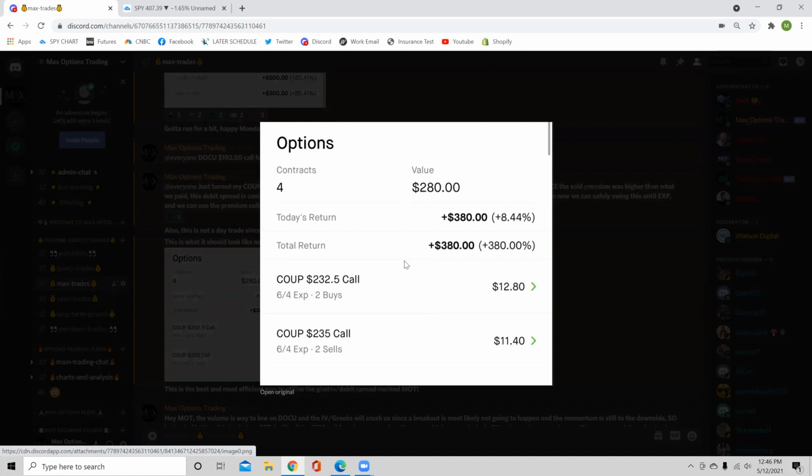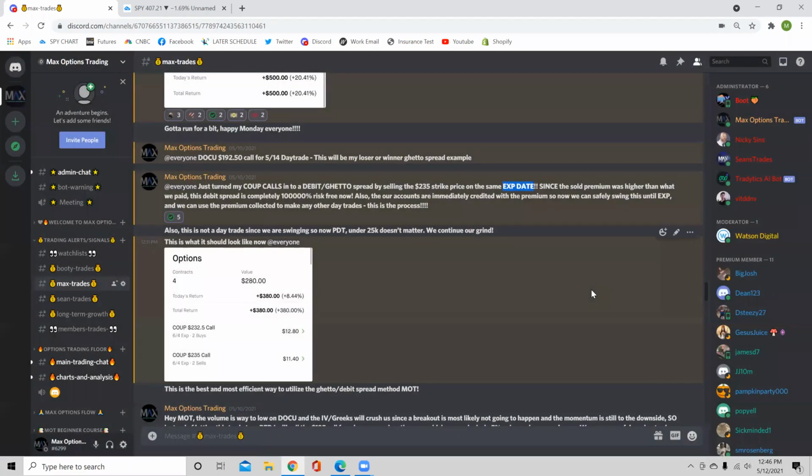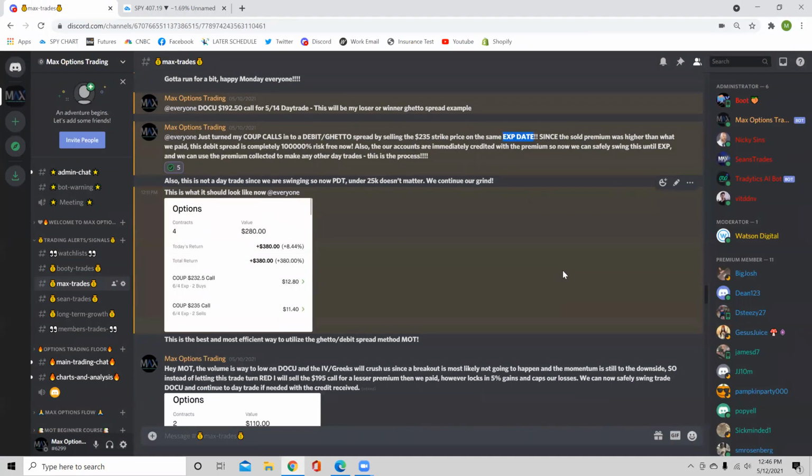Thank you for opening this debit spread. You made money. And now if Coop continues to rise, we'll make more money. If it falls all the way down, we make money. So what do you guys want to do? Do you want to make money or do you want to make money?